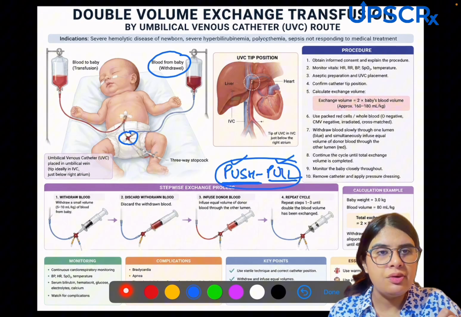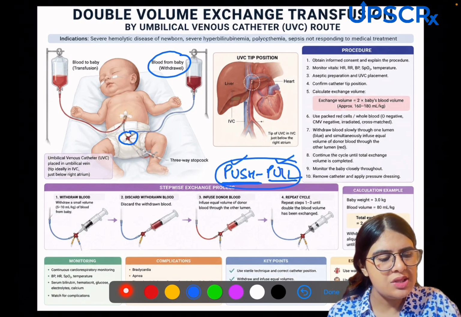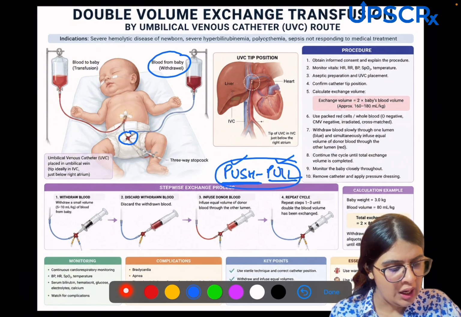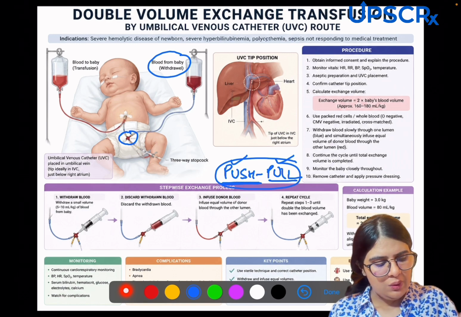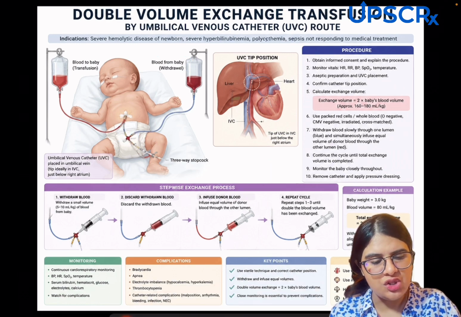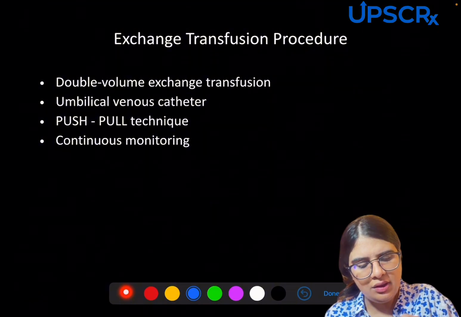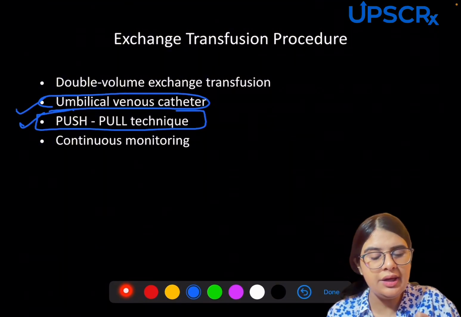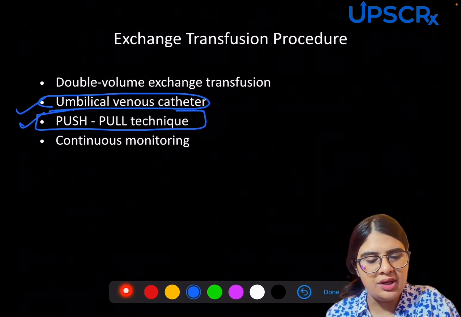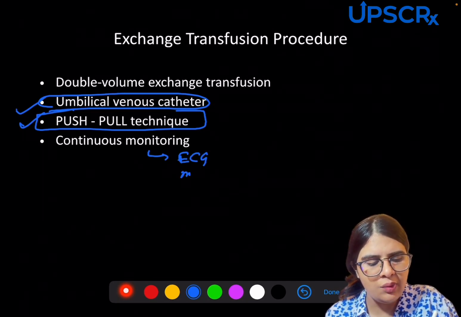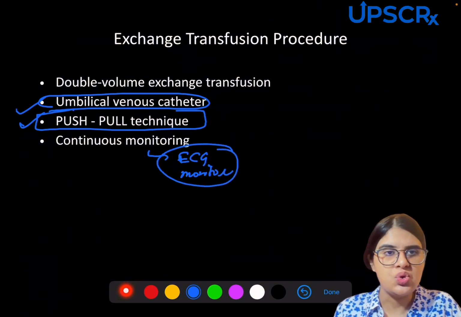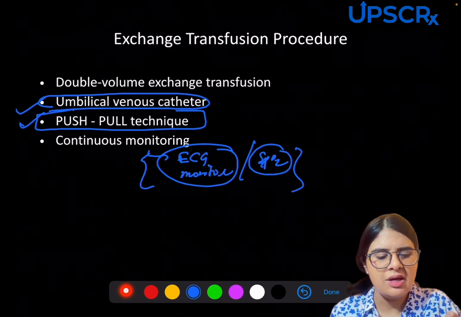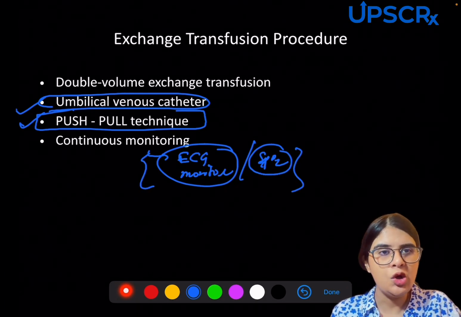And the UVC tip should reach ideally up to the IVC. So what is the volume? It is usually 160 to 180 ml per kg. That is about double volume exchange transfusion. This takes place through the umbilical venous catheter. What is the technique? Push and pull technique, right? And you have to do continuous monitoring. You have to attach an ECG monitor when you are doing exchange transfusion to the baby. ECG monitor, SpO2 monitoring, all this monitoring has to take place along with double volume exchange transfusion.